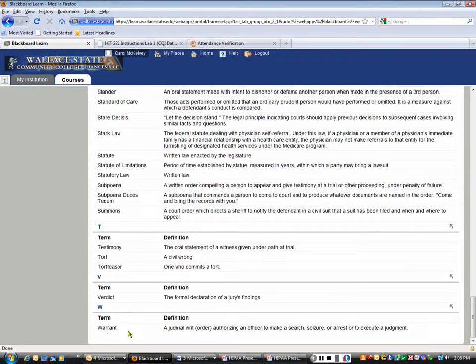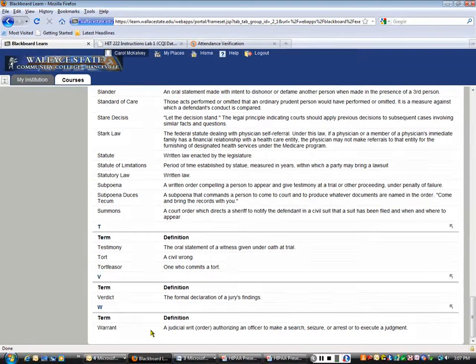And a warrant. It's a judicial writ or order authorizing an officer to make a search, seizure, or arrest, or to execute a judgment. Most of the time, you've heard the term a warrant for someone's arrest. So it's an order authorizing an arrest. But a warrant can also be, you've heard of the term search warrant. That gives permission for the authorities to search, because we are protected as citizens against illegal search and seizure of our property.